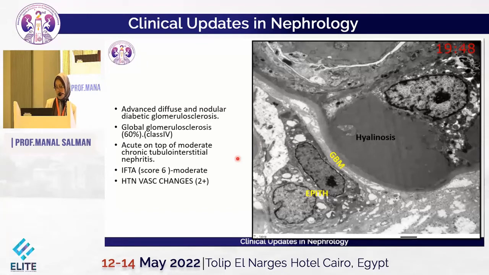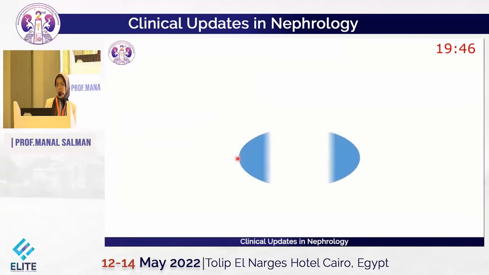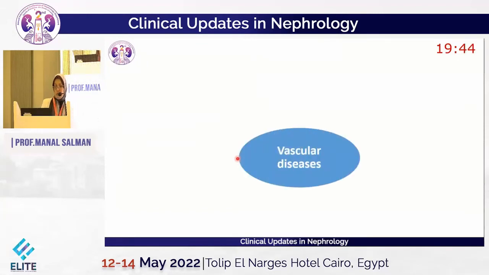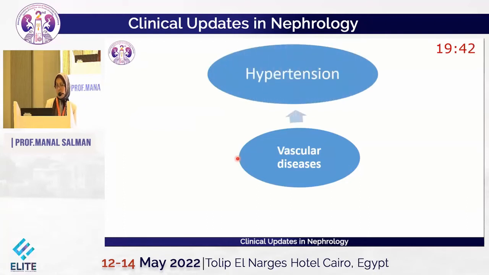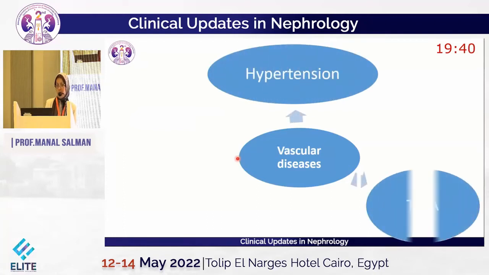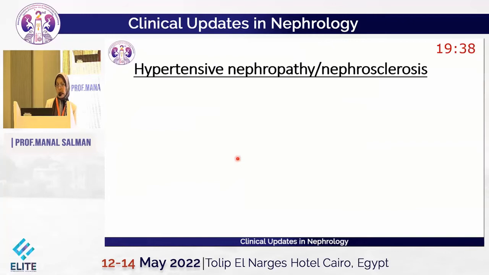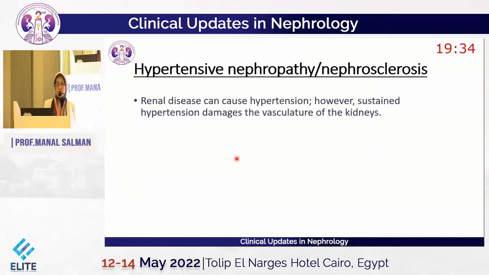This was for diabetes. Next, we are going to deal with vascular diseases, and we are going to highlight changes in hypertension, TMA, and vasculitis. Hypertensive nephropathy or nephrosclerosis: we know that most of the renal diseases can cause hypertension, and at the same time, sustained hypertension will damage the vasculature of the kidney.